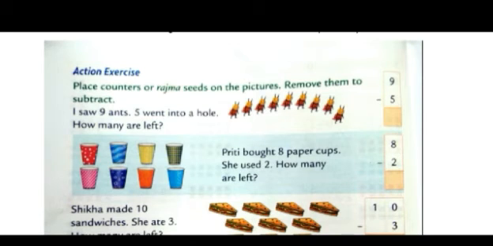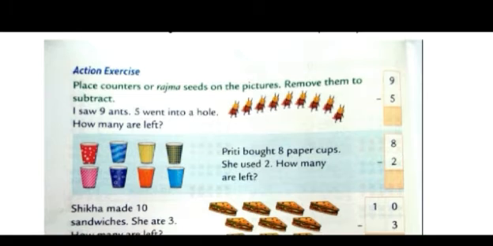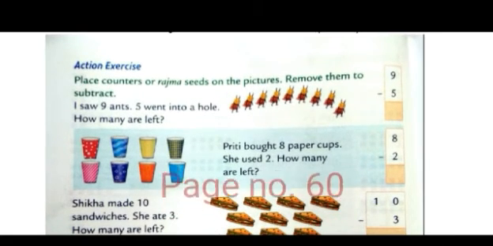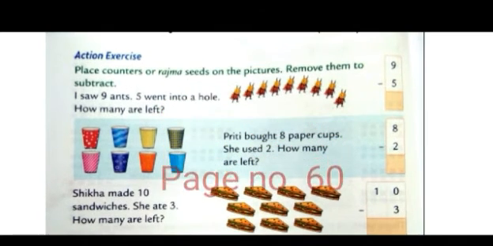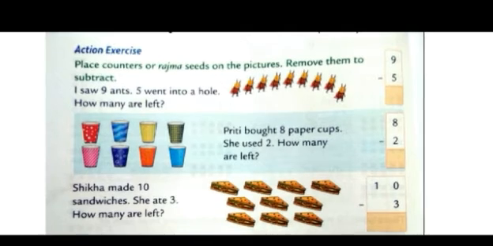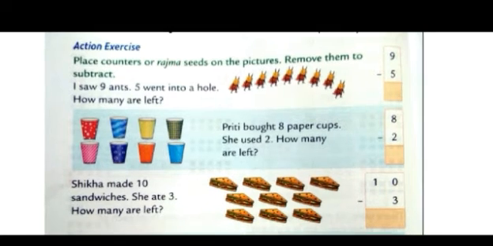Okay scholars, now we move on to next page, page number 16. Few action exercises are given here. Let's do that. Okay, see the first one. Place counters or Rajma seeds on the pictures. Remove them to subtract. See, your pictures are given here. If you want to solve it, you can use Rajma seeds instead, okay?